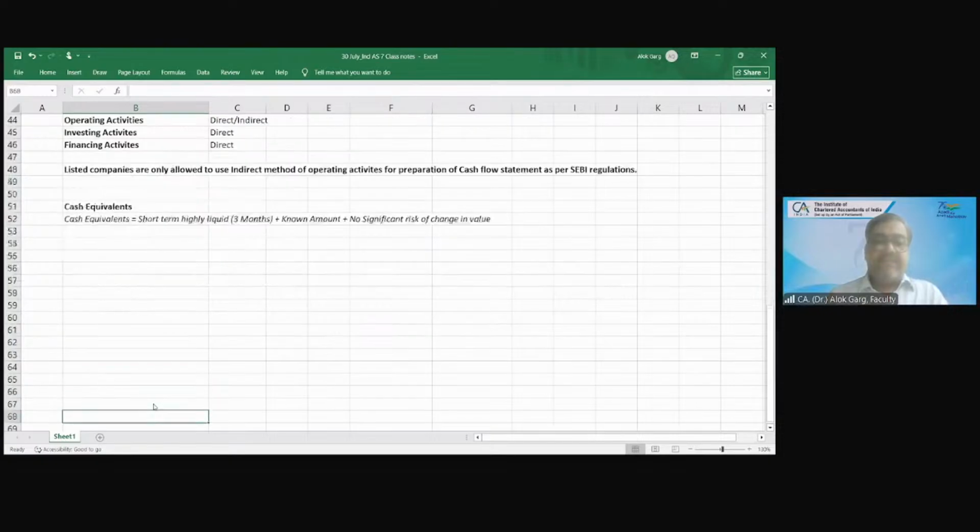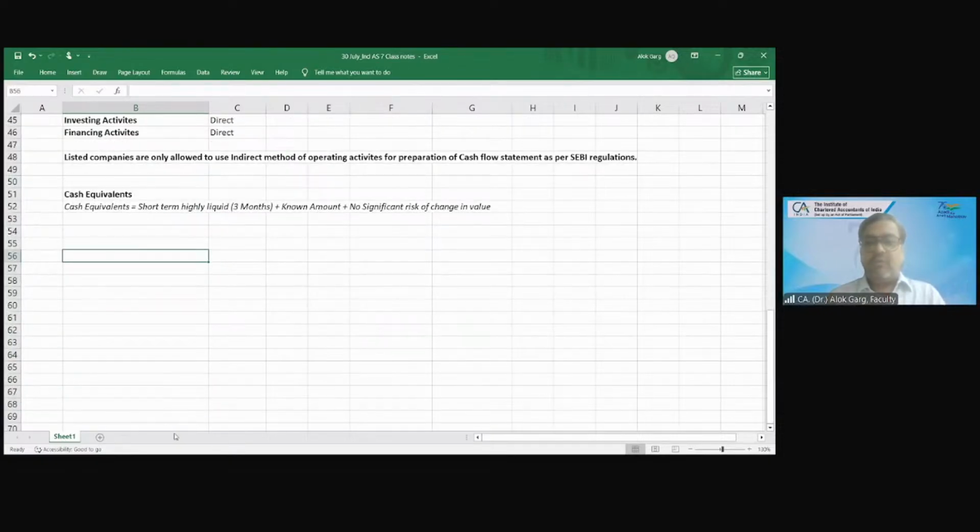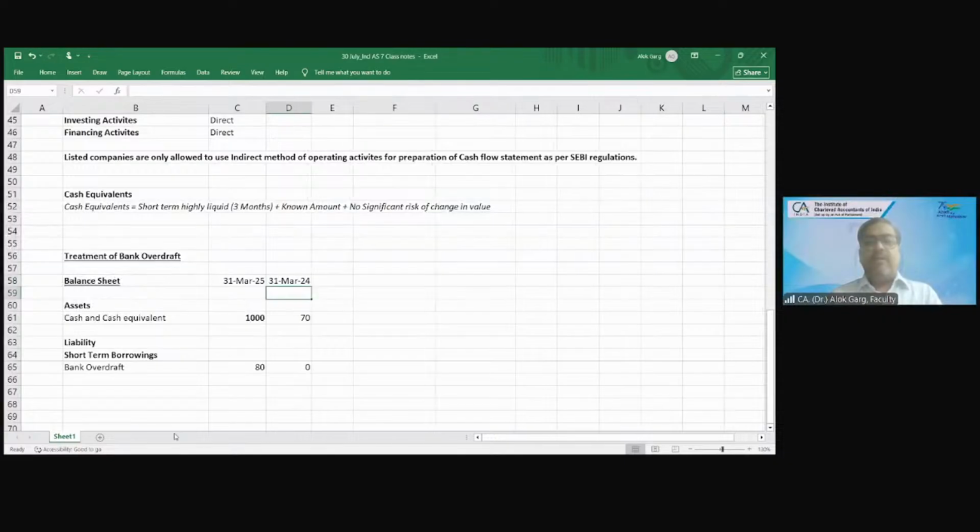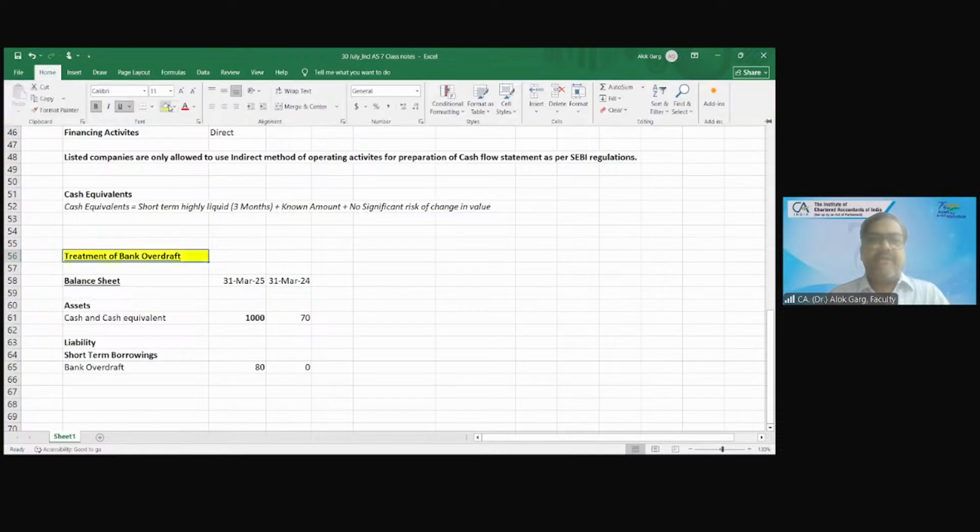I hope my Excel file is visible. So, treatment of bank overdraft. Let me show you the treatment of bank overdraft. Let me use an example which I have taken earlier in my old class. Friends, this is the balance sheet. We are discussing the treatment of bank overdraft in the cash flow statement.